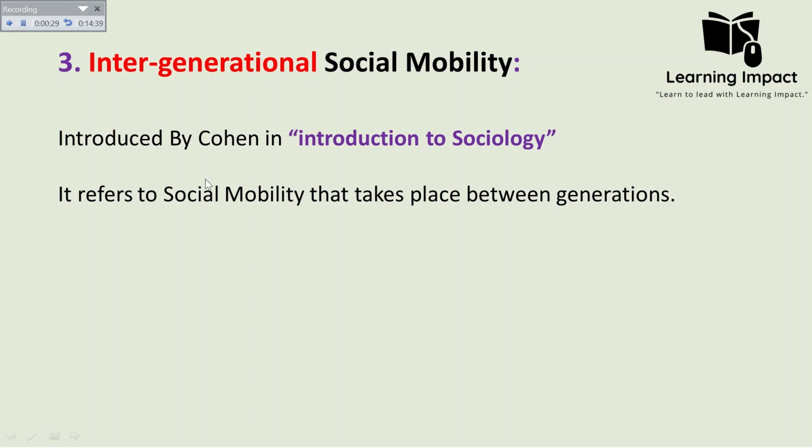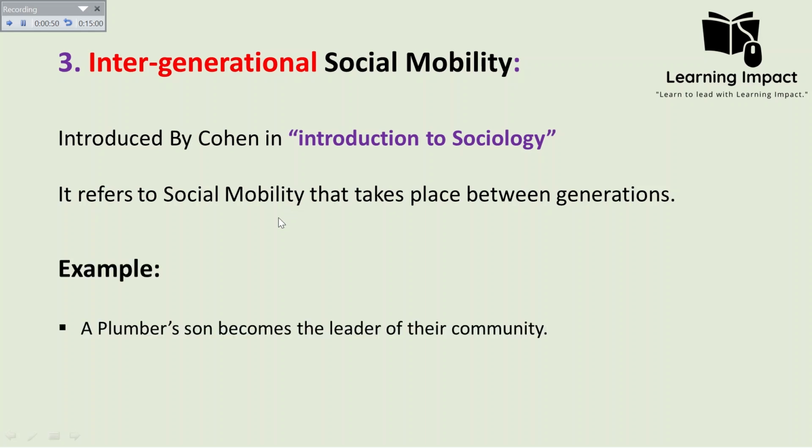This term was introduced by Cohen in his book, Introduction to Sociology, in which he for the first time introduced this concept. It refers to social mobility that takes place between the generations, not within. You have to say between generations, meaning it took multiple generations to change the social stratum.